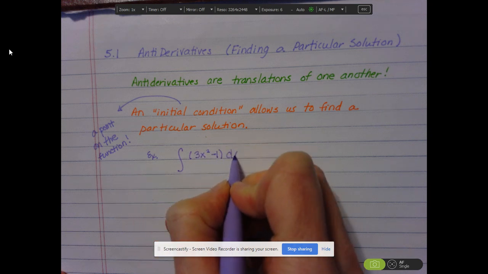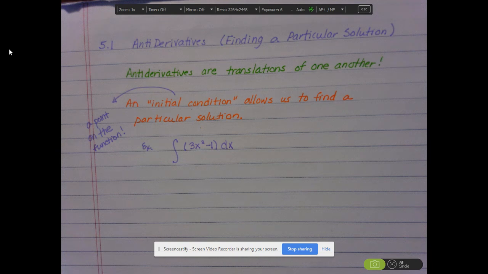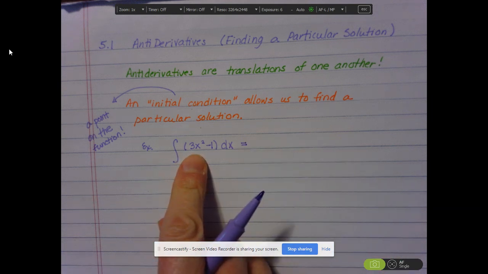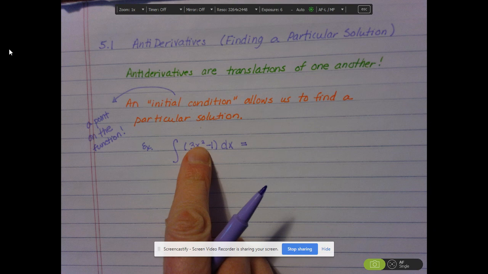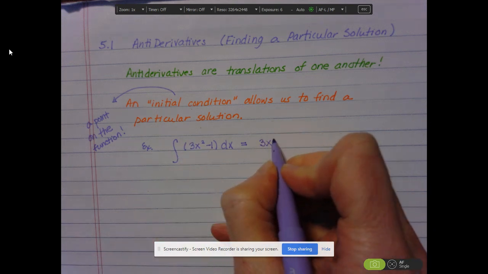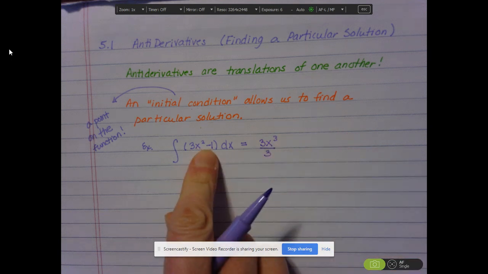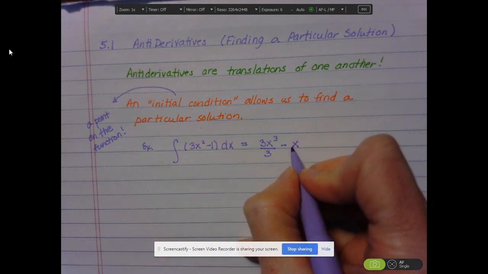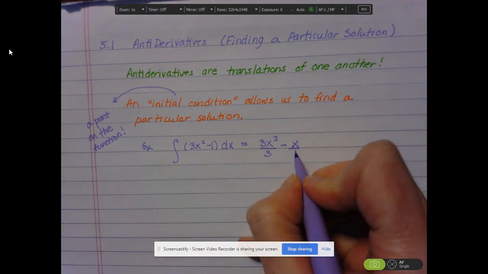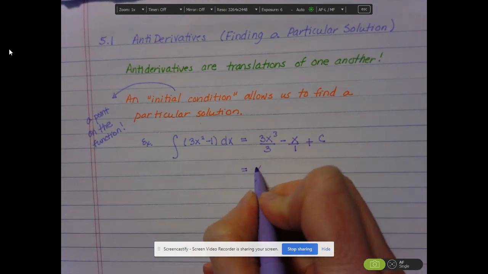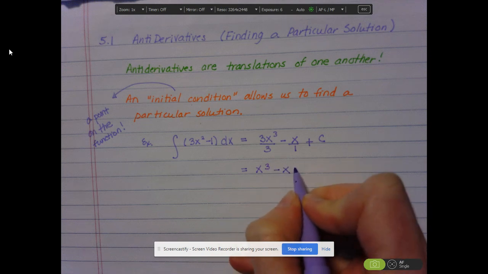So, for example, let's say we're asked to integrate or find the antiderivative of 3x squared minus 1. From our last lesson, we know what we have to do. Make sure it's in that power rule format. I'm going to add 1 to each exponent, and then divide by the result. So that's just going to get me 3x to the third divided by 3, minus, the only thing I could differentiate to get a 1 would be x, divided by 1. And then, of course, your plus c. If we simplify that, that just becomes x cubed minus x plus c.